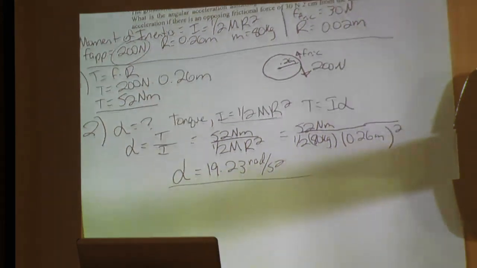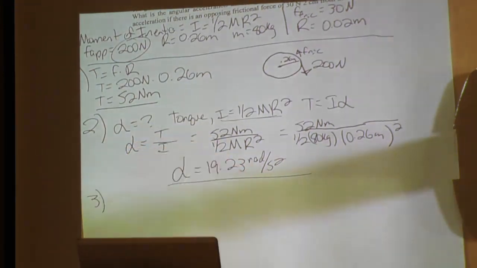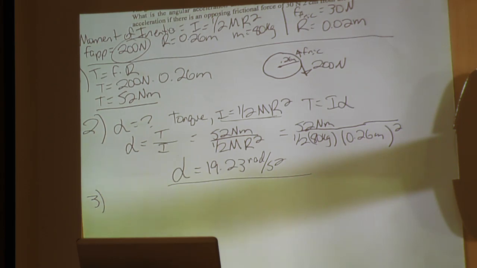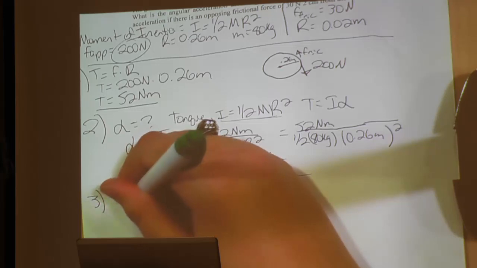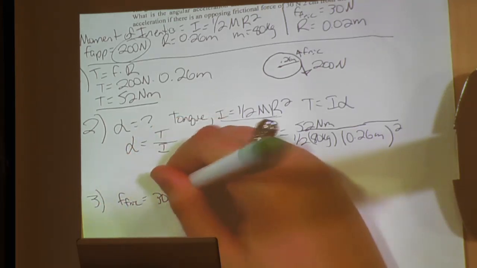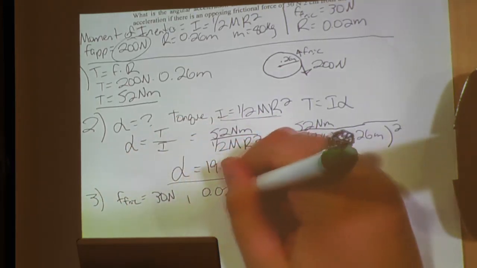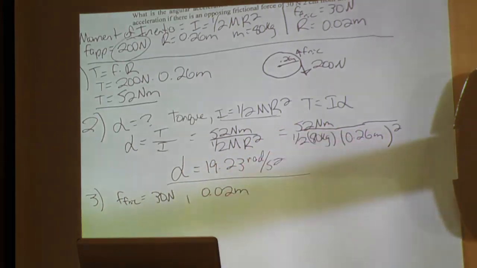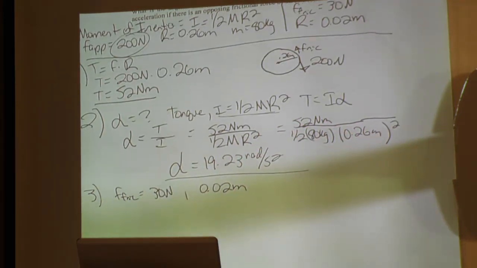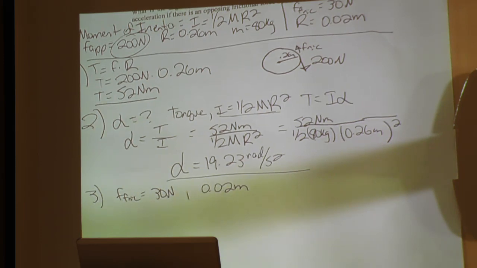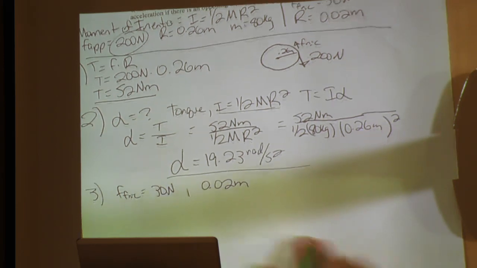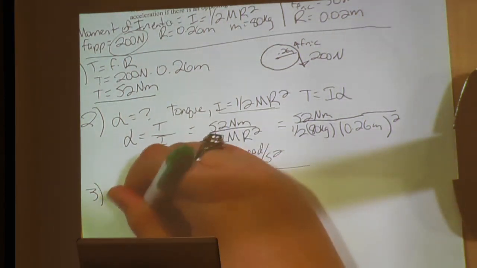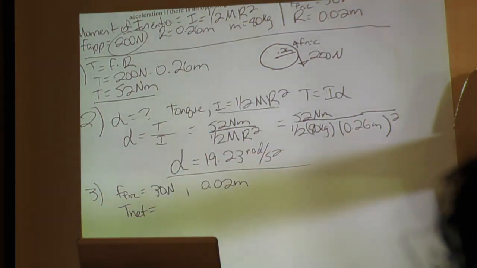All right. So then this last part, it's going to ask for the angular acceleration when there is an opposing frictional force, and that opposing frictional force is going to be 30 newtons, and it's 0.02 meters from the axis, so from the center of the circle. So we can't just jump in and start plugging in numbers, unfortunately. We have to actually find our torque again. So our net torque is going to be equal to what? Do you guys know?